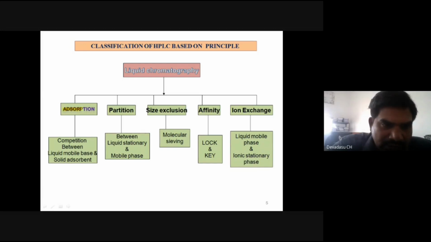We have seen adsorption mechanism in thin layer chromatography and column adsorption chromatography. There is a competition between liquid mobile phase and a solid adsorbent for neutral solutes. Here the competition is for neutral solutes, between liquid mobile phase and solid stationary phase. And partition HPLC is also there. It is the competition between liquid stationary phase and liquid mobile phase.